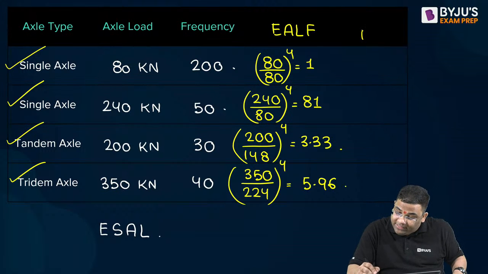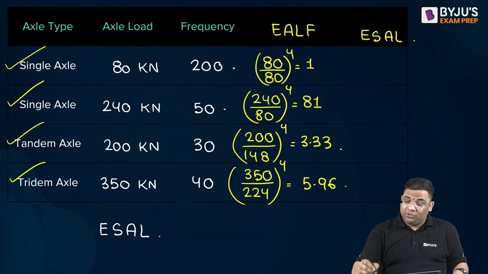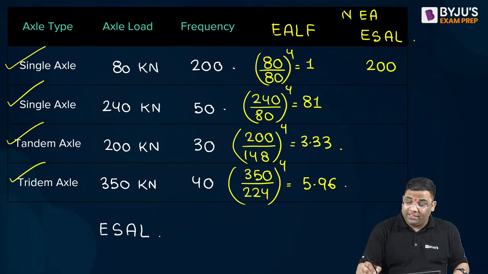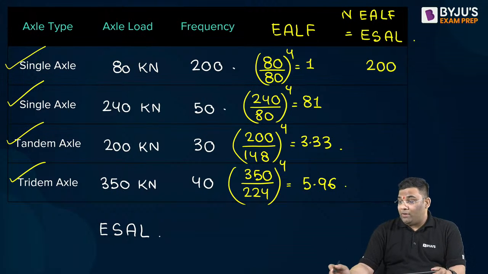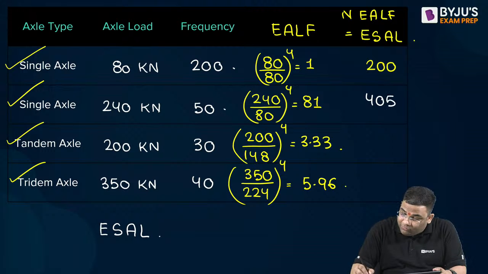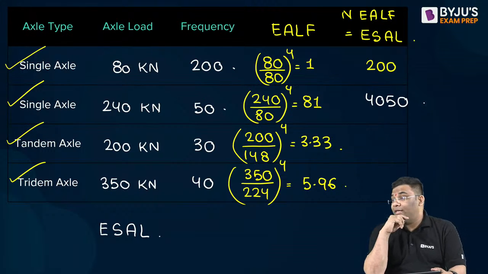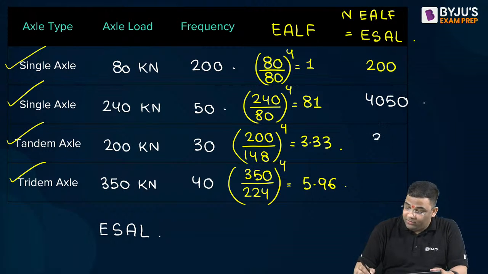5.96. Now you can easily find out ESAL for each type of axle load, right? For the first one, it will be simply 200 frequency into EALF. Then the next one, 81 into 50. That will give me 4,050. Then 30 into 3.33 will give me roughly 100.